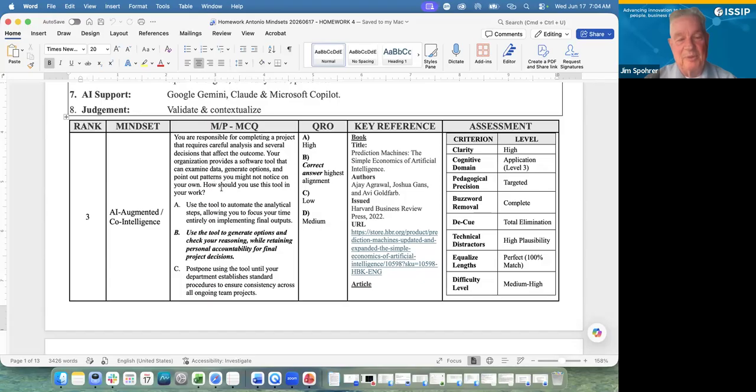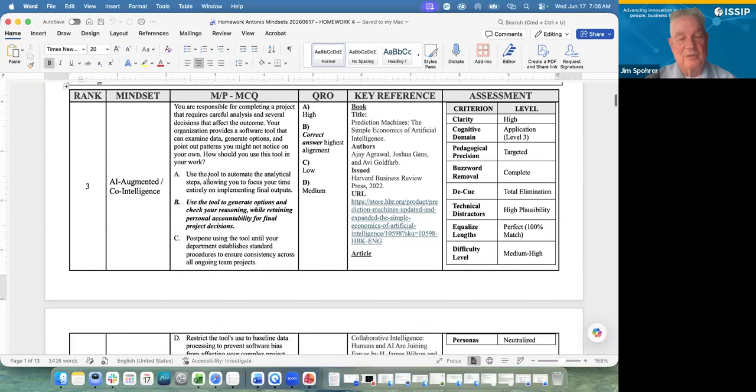And the example multiple choice question is: you are responsible for completing a project that requires careful analysis of several decisions that affect the outcome. Your organization provides a software tool that can examine data, generate options, and point out patterns you might not notice on your own. How should you use this tool in your work? Option A, use the tool to automate the analytic steps, allowing you to focus your time entirely on implementing final outputs. B, use the tool to generate options and check your reasoning while retaining personal accountability for final projects.